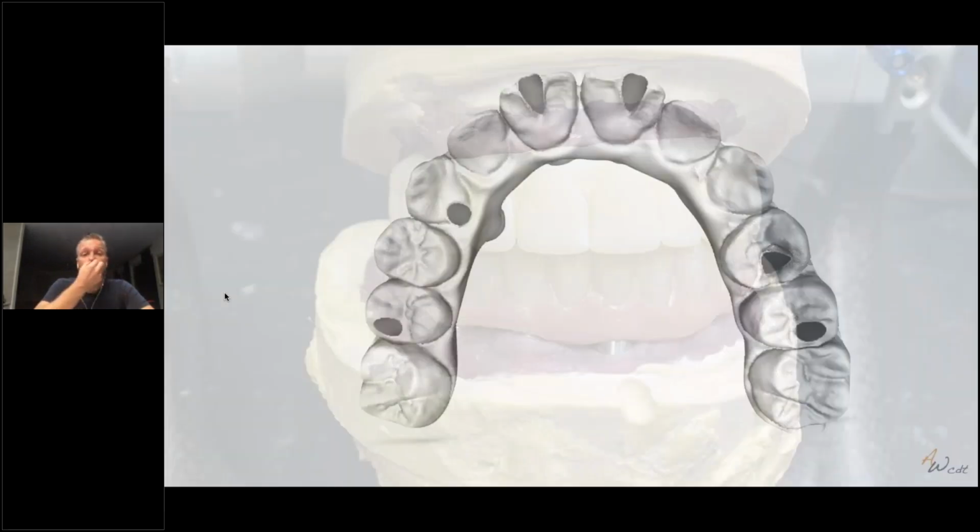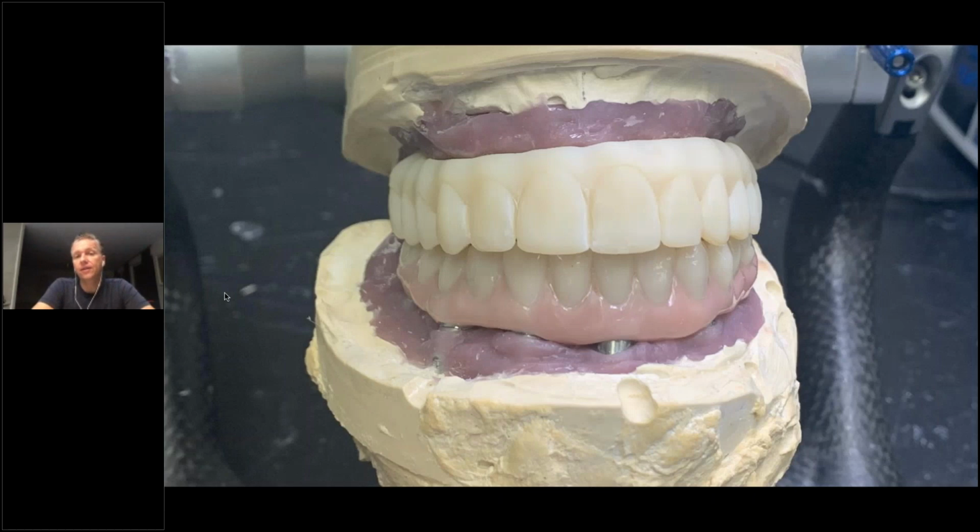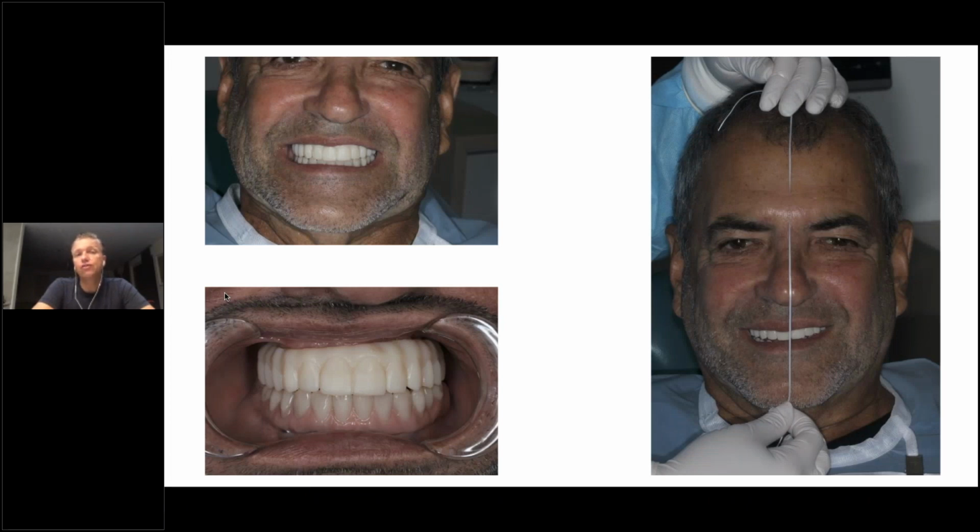So here we see then the prototype. Here in the maxilla, the lower is the wax setup for a hybrid denture on a titanium bar, but we concentrate on the upper right now. Here is the prototype on my articulator, just on my bench, a quick snapshot, and then on the trial in the patient's mouth. So these prototypes are extremely important to test drive the patient's smile first, and especially here we see there are corrections necessary.